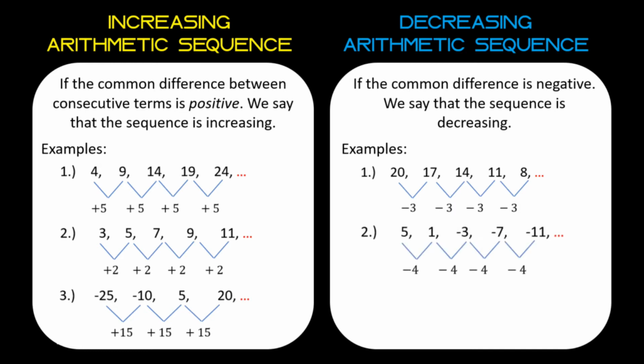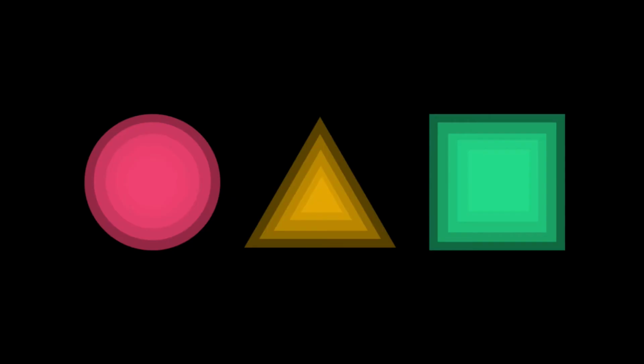Another example, from the sequence of 5, 1, negative 3, negative 7, and negative 11, our common difference here is negative 4. And last, from the sequence of 31, 24, 17, 10, and 3, the common difference here is negative 7. Are you following? Okay, let's have our first example.